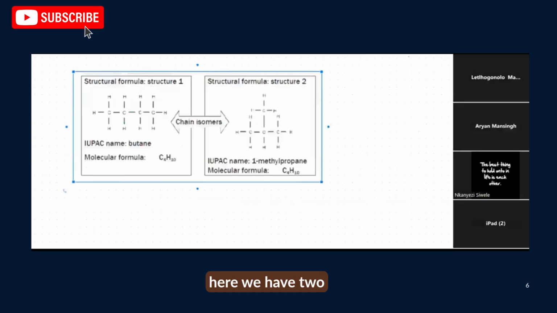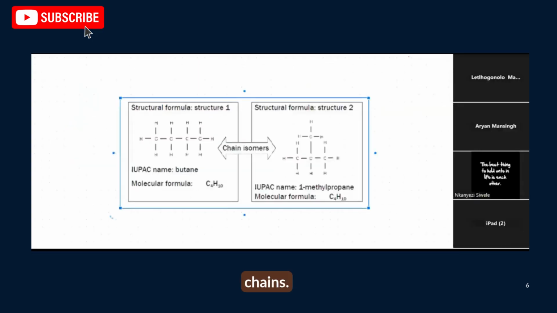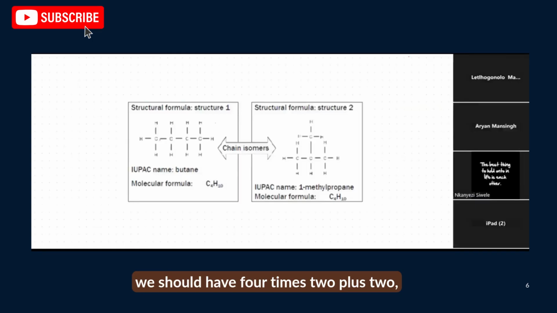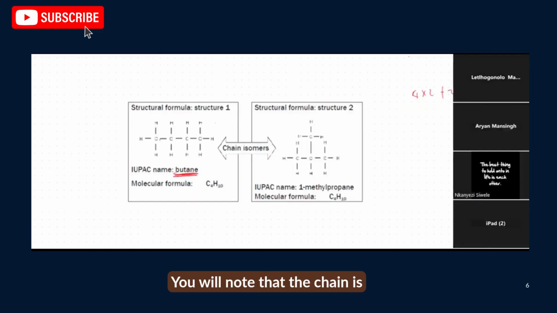So here we have two chains. In this initial chain, we have 1, 2, 3, 4 carbons, and according to our equation, we should have 4 times 2 plus 2, which is 10 hydrogens. So we have 10 hydrogens, and this is called a butane. You will note that the chain is a straight line chain, right? Whereas here we have a straight line chain, but it has branching. We call this branching. Right?